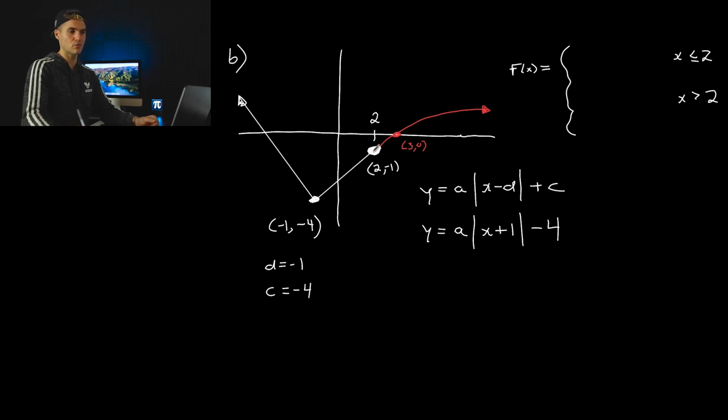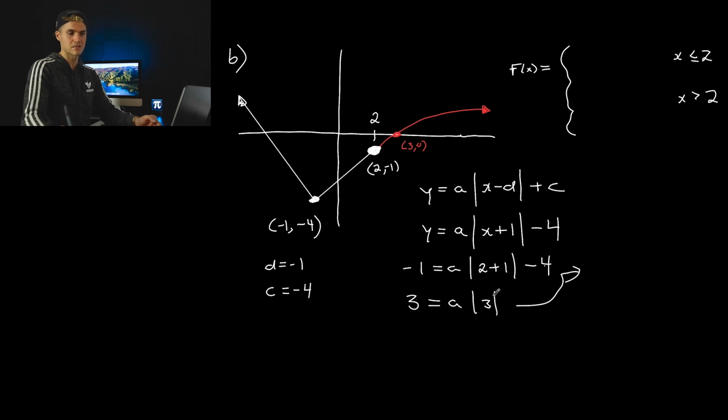Well, how can we solve for it? We could plug in this point, 2 and negative 1, for the x and the y, right? So negative 1 is equal to a times the absolute value of 2 plus 1, and then this is going to be minus 4, like that. Bring the negative 4 over, negative 1 plus 4 gives us positive 3, equals a times the absolute value of 3, which is just positive 3.